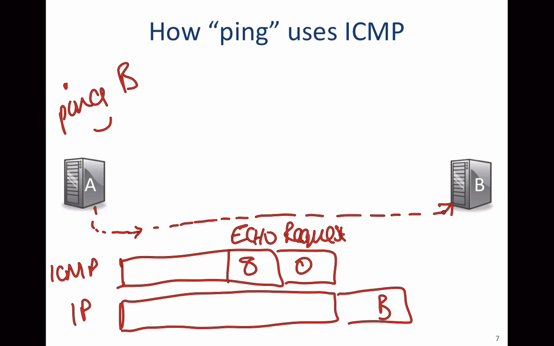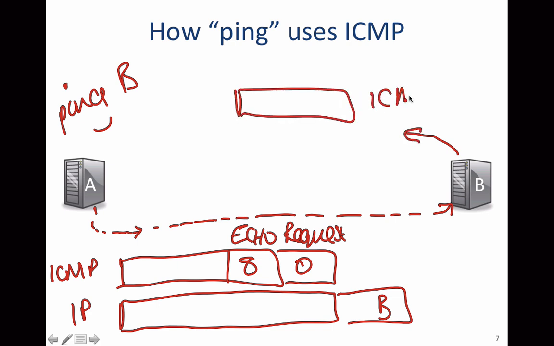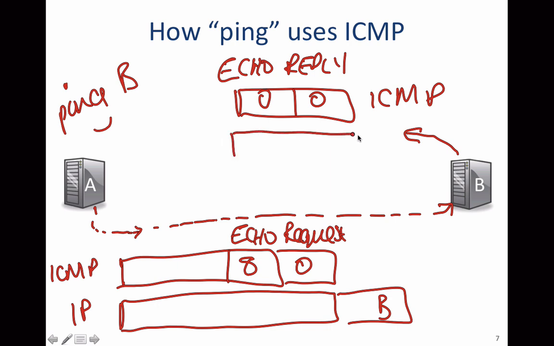And what B is required to do is to send an echo reply. So it will send back towards A the ICMP, and the ICMP will be, I think it was type 0, code 0, which is the echo reply. This gets placed into an IP datagram. So this will all be placed into the IP datagram, and it'll be sent back to A. Nice and simple. So that's how ping works.